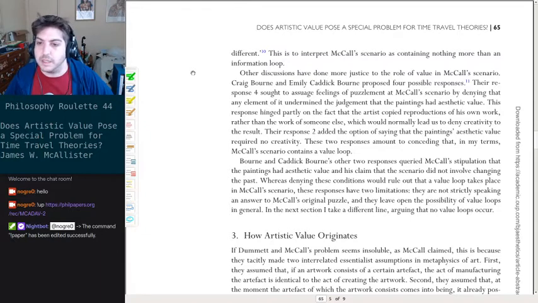Craig Bourne and Emily Caddick Bourne proposed 4 possible responses. Their response 4 sought to assuage feelings of puzzlement at McCall's scenario by denying that any element of it undermined the judgment that the painting had aesthetic value. This response hinged partly on the fact that the artist copied reproductions of his own work rather than the work of someone else, which would normally lead us to deny creativity due to the result. Their response 2 added the option of saying that the painting's aesthetic value requires no creativity. These 2 responses amount to conceding that, in my terms, McCall's scenario contains a value loop.